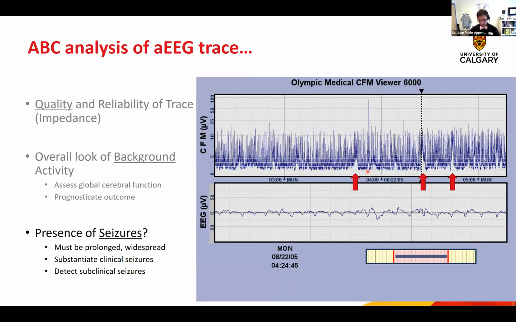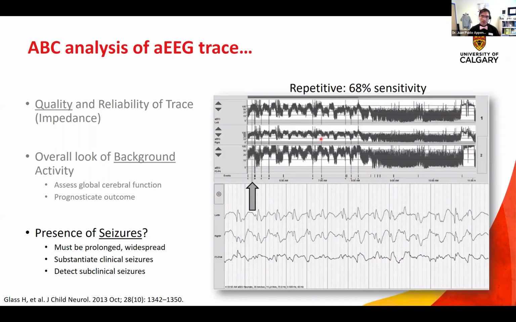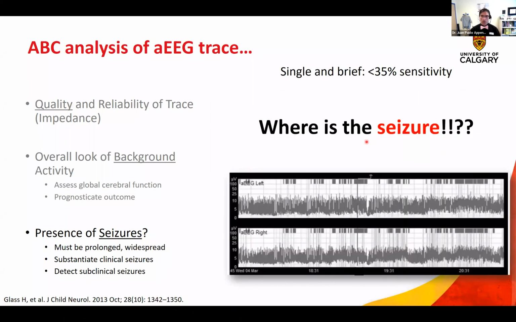Repetitive seizures are easy to catch. For instance, you can see the lower margin going up, going up, going up. So for repetitive seizures, the sensitivity is about 68%, according to Glass. And here there was a load of medication. While brief seizures, I can ask you, do you see a seizure?